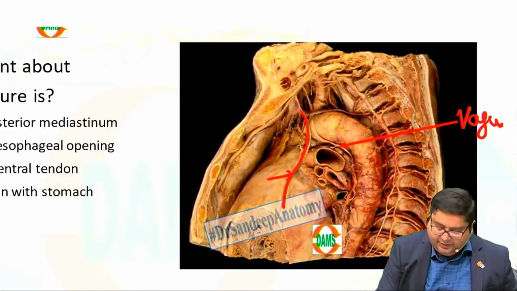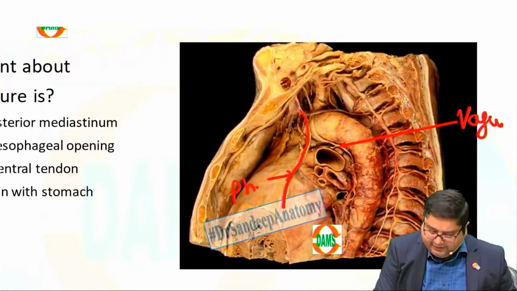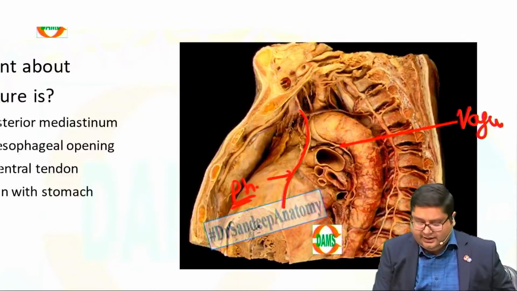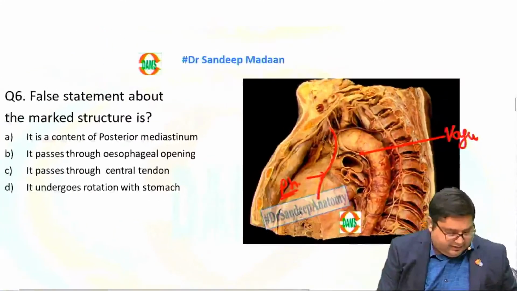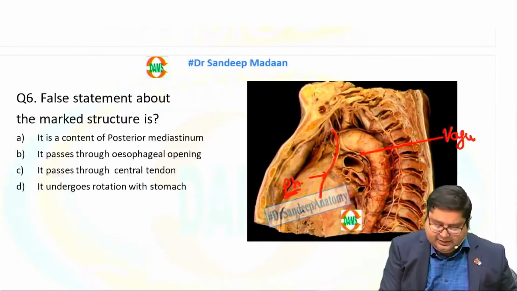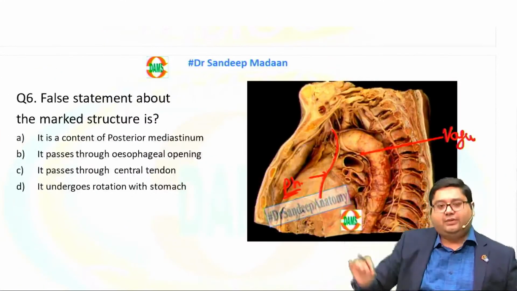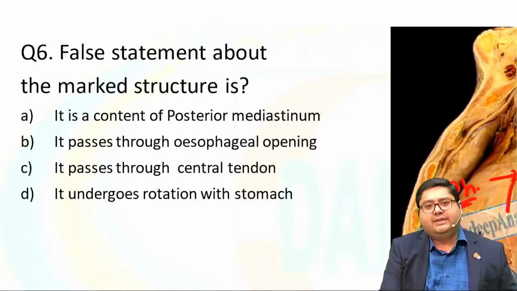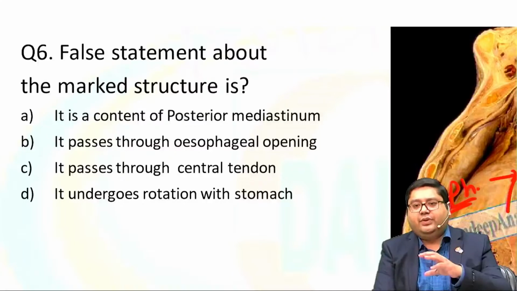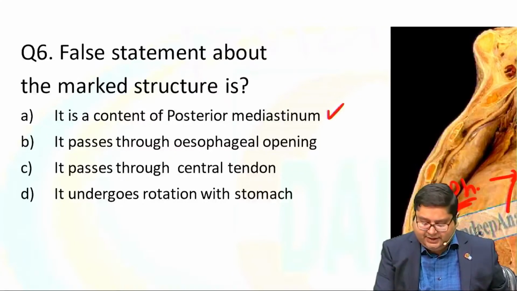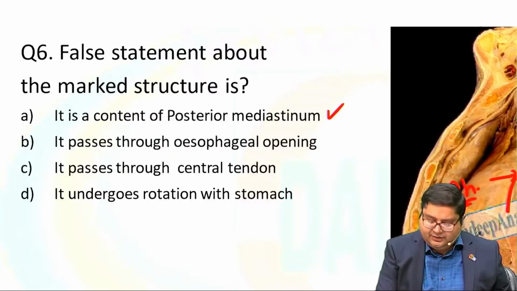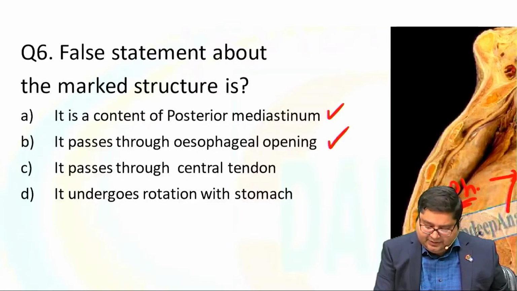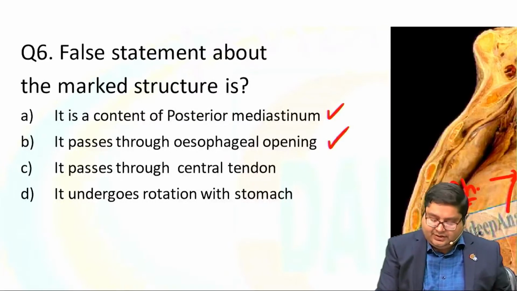So now that you have identified this, let me ask about the statement. Thinking it to be the vagus nerve, it is a content of the posterior mediastinum. Yes, vagus will follow the esophagus, so it will be seen in the posterior mediastinum. It will be passing through the esophageal opening. Yes. It will be passing through the central tendon? No.